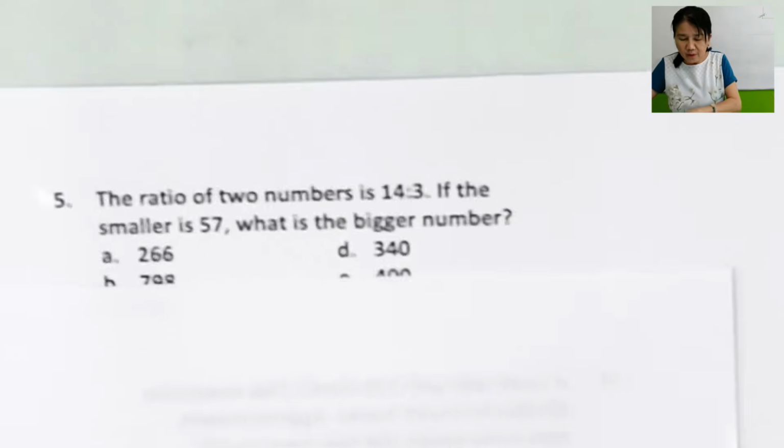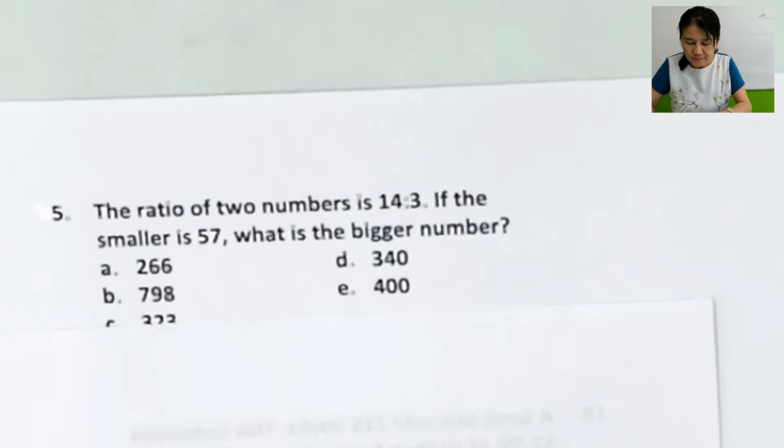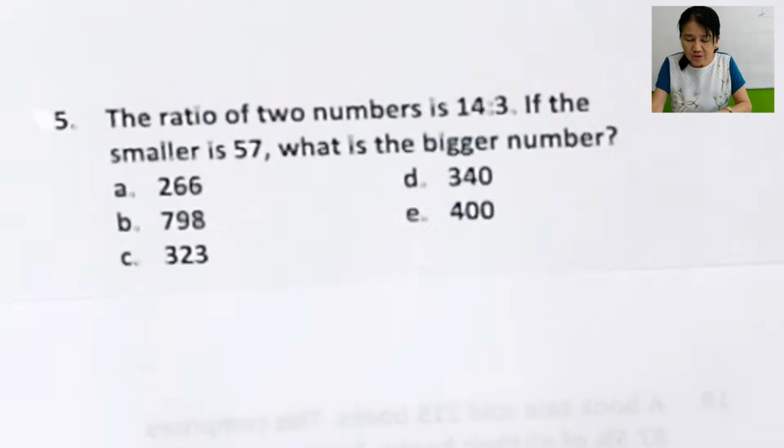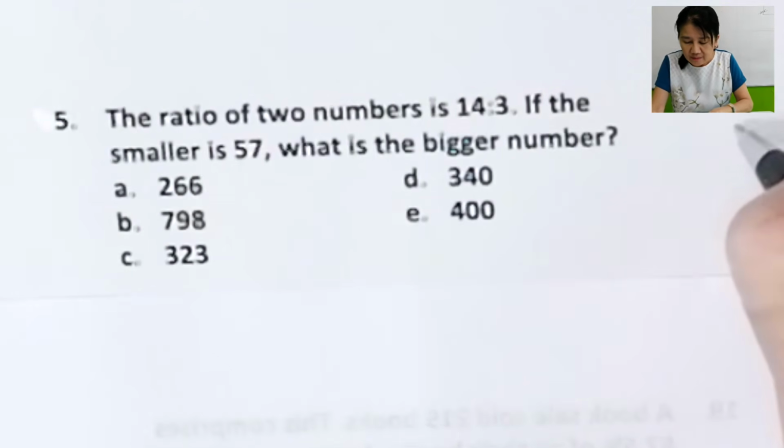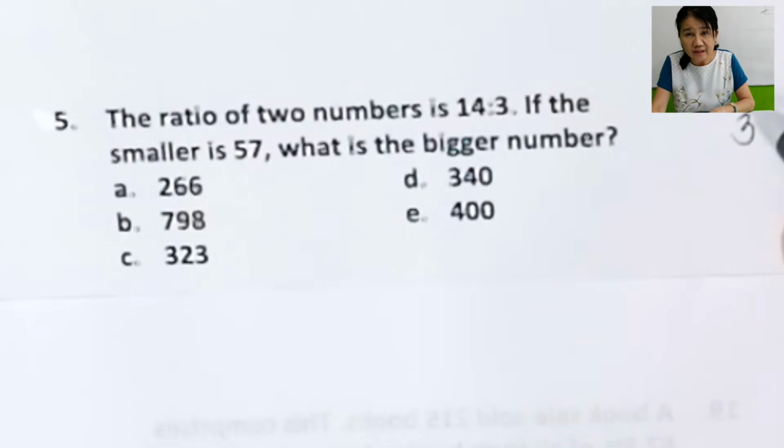Let's proceed to problem number 5. The ratio of two numbers is 14 is to 3. This is another way of writing a ratio. If the smaller is 57, so you write the 57 here, because this is smaller. What is the bigger number? We let x be the bigger number.